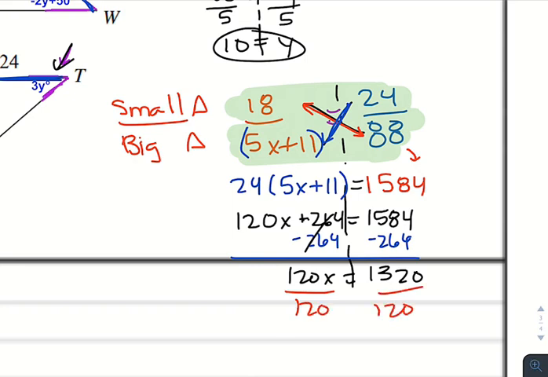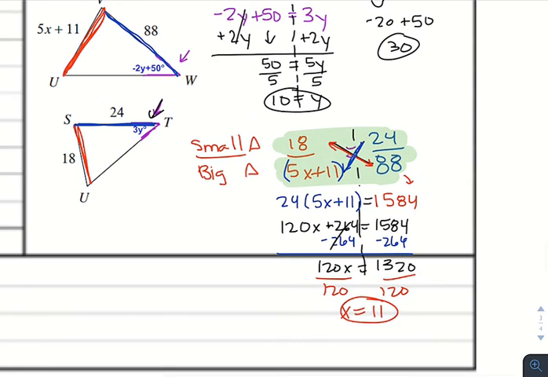Okay? And so what that implies is that if x was 11, all these ratios would work out. Now we should check that, and I'm going to check this right over here. We're going to check 18 over 5 times 11 plus 11. So 5 times 11 plus 11 is going to be 66. And so really this is going to be 18 over 66.